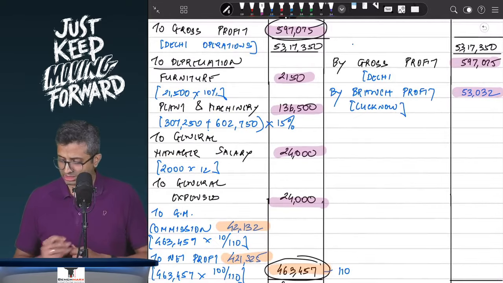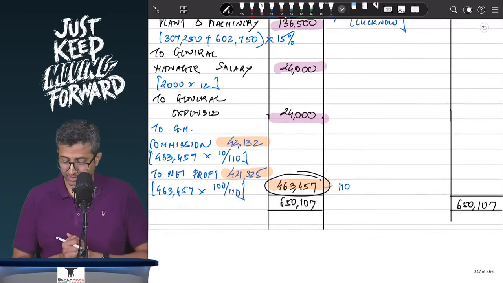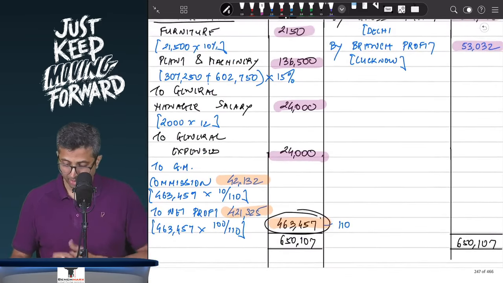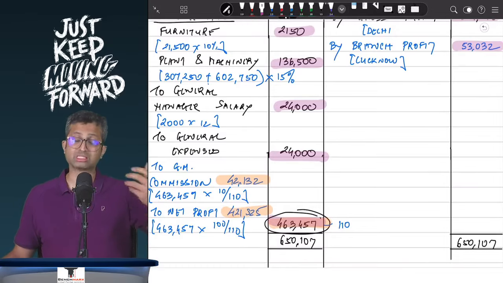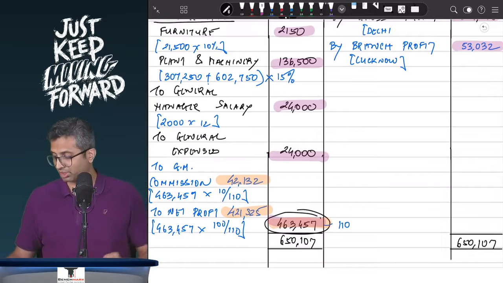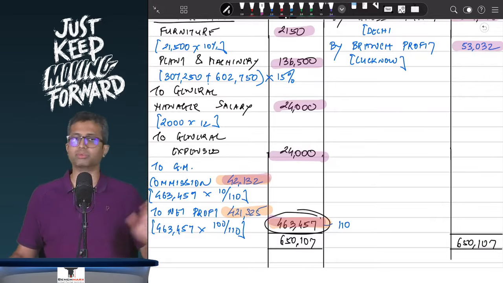So this is your total expenses. This is your total profit, which comes at around 463,457. Now 463,457 will be equal to 110, because this is before the commission. 10% is charged on the profit after commission. So this is 110, in which case 10 is how much? 42,132, and the remaining is the profit.